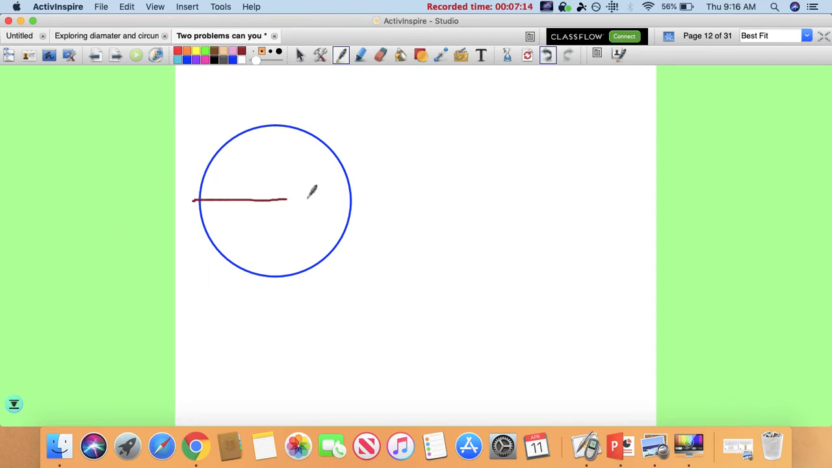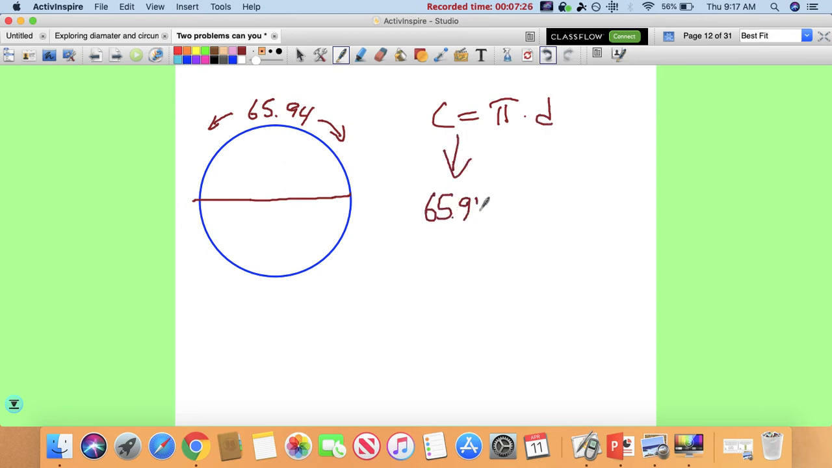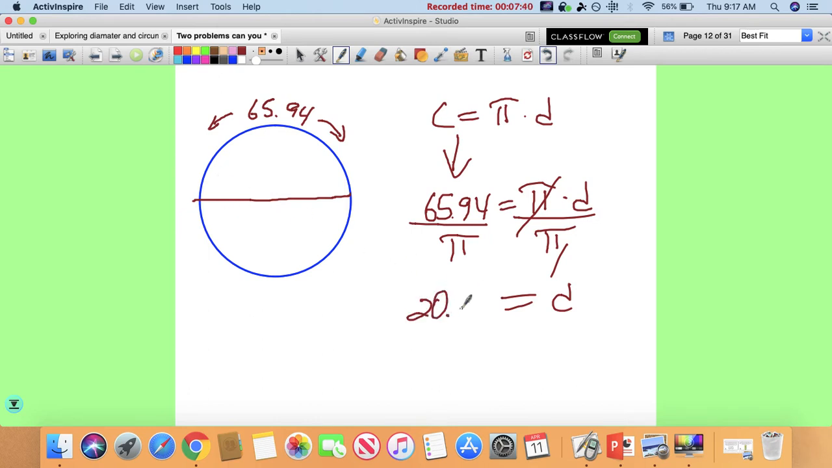Next one, we need to find the diameter. The circumference is 65.94, so 65.94 equals pi times d. Divide both sides by pi. On your calculator, 65.94 divided by pi gives us 20.99. So the diameter is 20.99. No need to divide anything here.